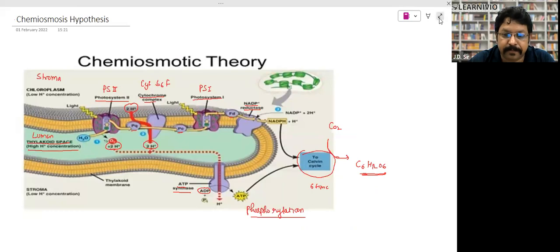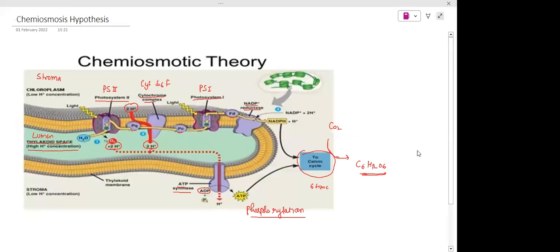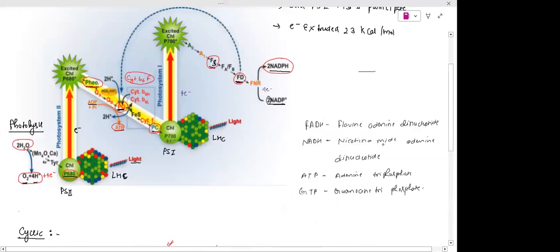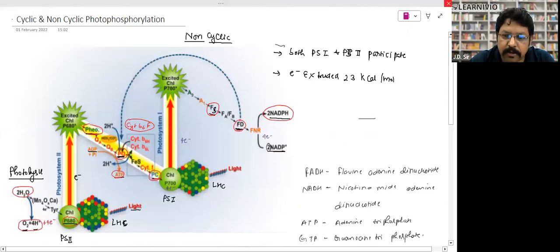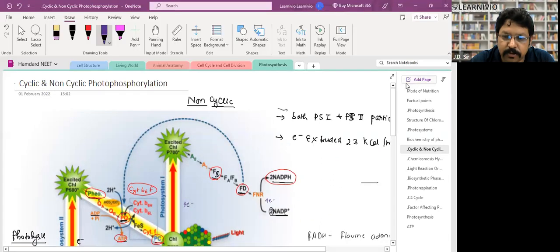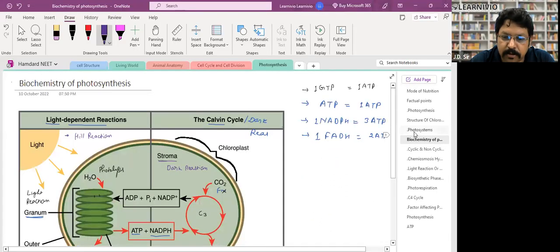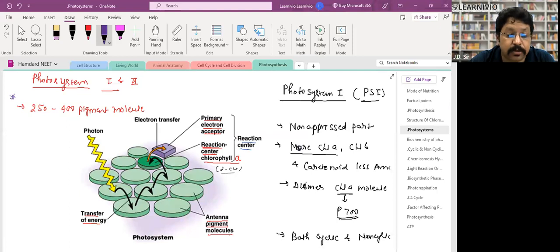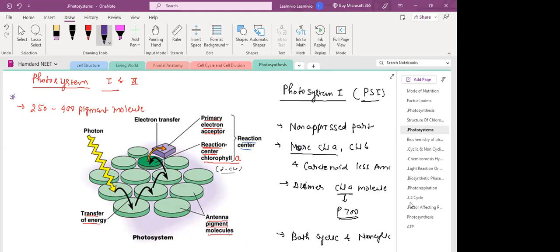Sir, can you please say again what is the electron acceptor? Electron acceptor? Yes, electron acceptor. We'll get it from this one. In the photosystem, these are the electron acceptors, the primary electron acceptor, which will receive the electron which comes from the water. Got it? Yes, sir. Thank you. Welcome.